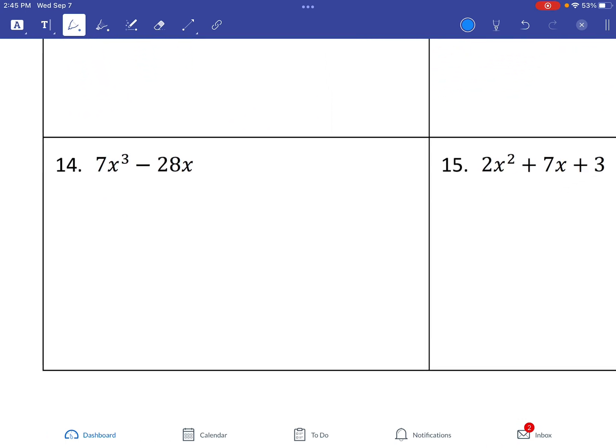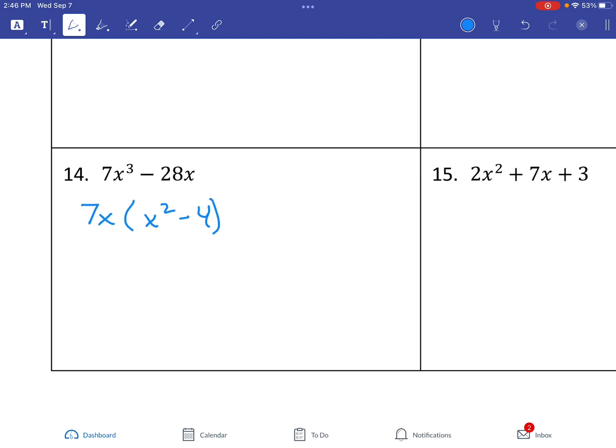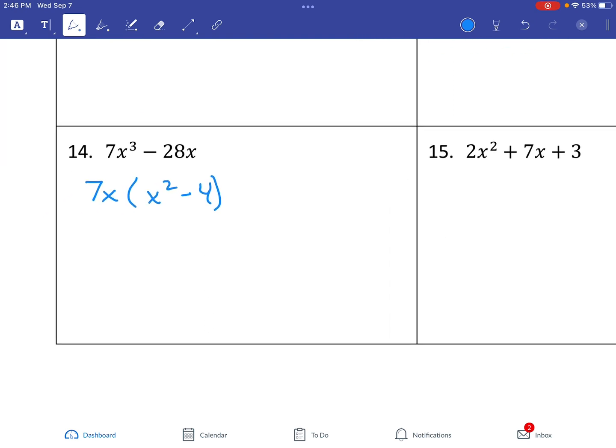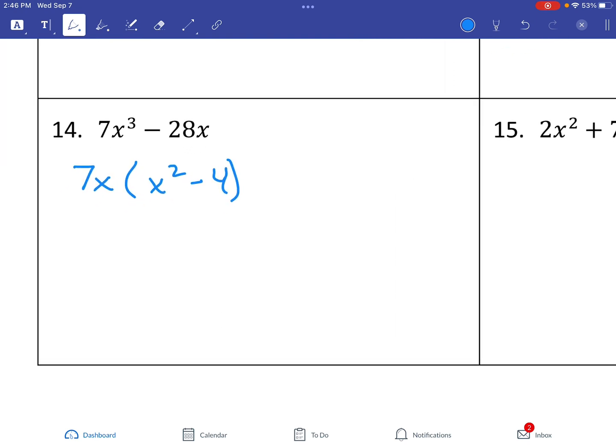7x cubed minus 28x. I can take a 7 and an x out of those. I'll be left with x squared minus 4. Now 14 is very similar to number 12. Inside the parentheses, I have a difference of two squares again. I'm going to put down the 7x. And I need to find two numbers that are the same that multiply to be 4 and add up to be 0 with different signs. Plus 2 and minus 2.